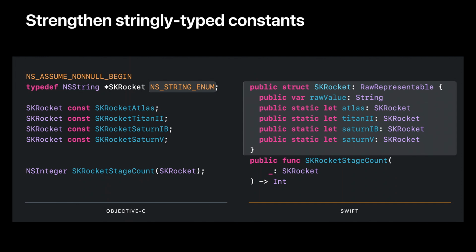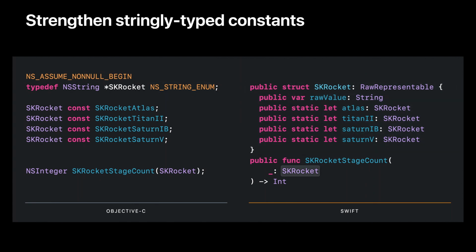Next, you add the NSStringEnum macro after the typedef. This dramatically reshapes the typedef in Swift. It now imports as a struct, with the constants nested inside it, making something that looks and feels just like an enum with a raw string value. And most importantly, it means that the StageCount function no longer takes arbitrary strings. It only takes instances of skRocket.